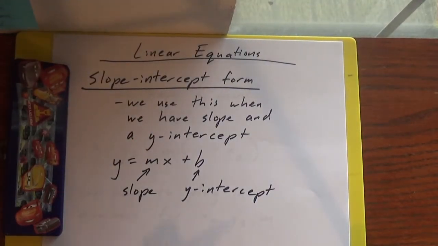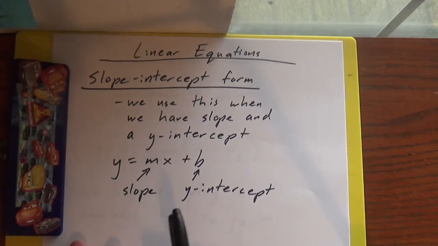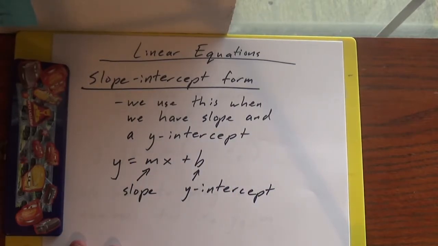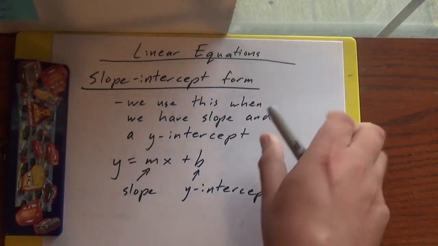We've got lots of different linear equations. There's actually 3. Slope-intercept form is the easiest one to use because it's easier to graph, and it's easier to understand what's going on. So this is the one we want to use if we can. We use this one when we have a slope and a y-intercept. If you have a slope, you just put it there. If we have a y-intercept, you put it there.